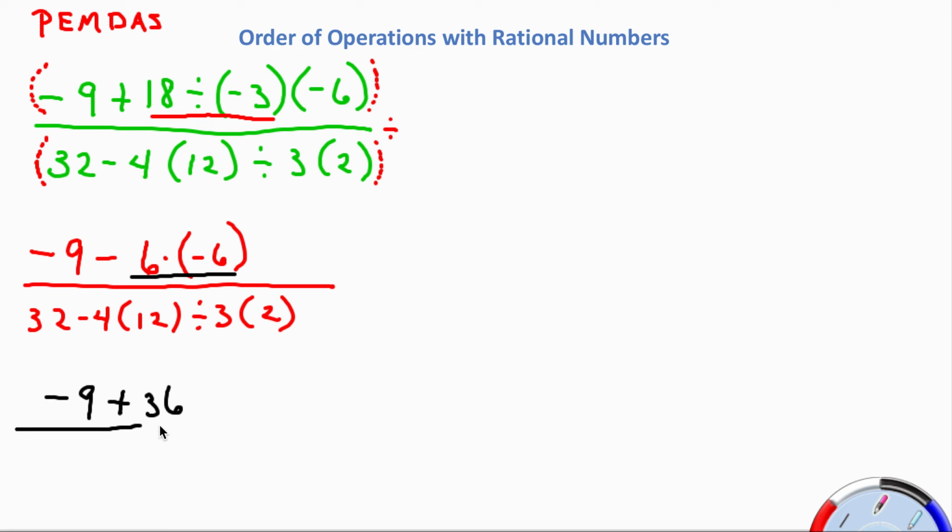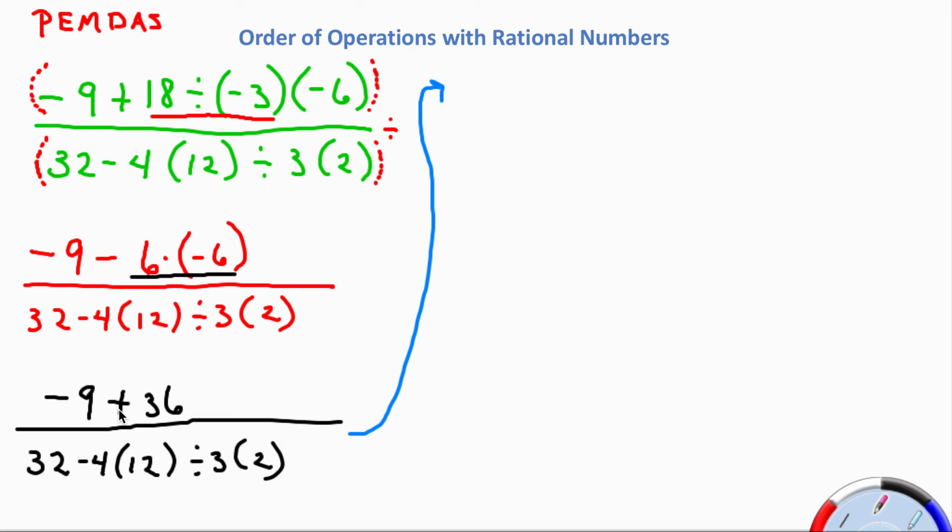Okay, so on the top, I just have one step left. It's adding two numbers with different signs. That really means minus. So 36 minus 9 is 27. And keep the sign in front of the biggest number. Okay, so I got my number on the top.